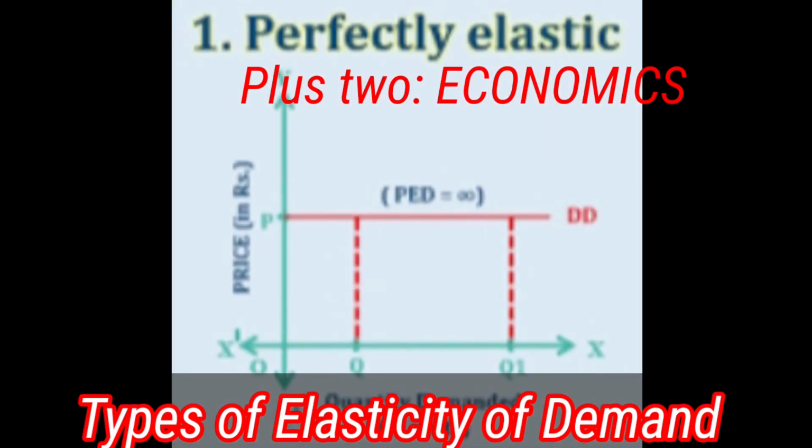Let us first know what is perfectly elastic demand. The demand is said to be perfectly elastic when any change in price brings a greater change, meaning infinite, unlimited change in quantity demanded. As shown in the graph, you can see DD is the demand curve, which is parallel to the OX axis. But here the price, whatever it may be, a little change brings the greatest change in demand.